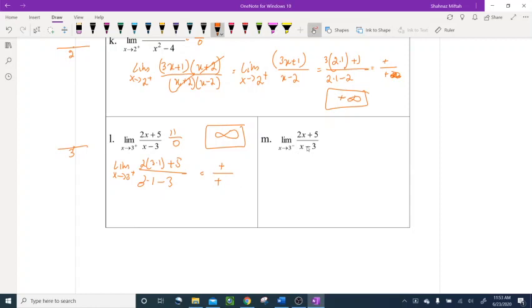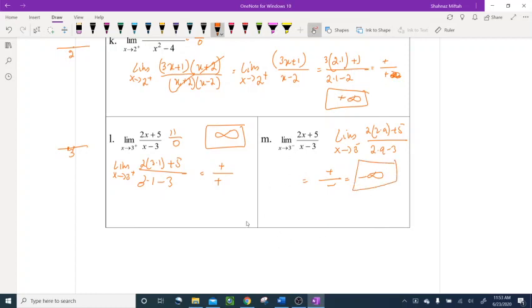Left. Now again, this is the same question, but it's from the left. Left of 3 is this portion. So it means I'm going to pick 2.9, close to 3. So it's going to give me limit x approaches 3 from the left, 2 times 2.9 plus 5 over 2.9 minus 3. The top portion is going to give me a positive answer. The bottom is going to give me negative. So that's negative infinity. So my answer is negative infinity.